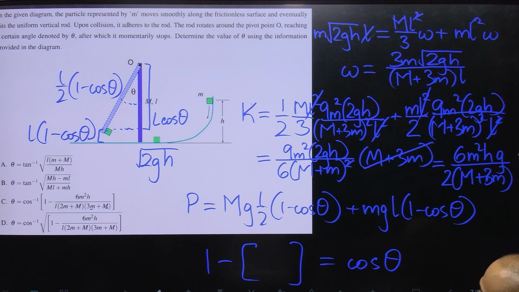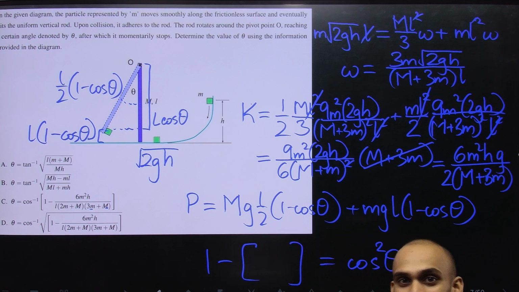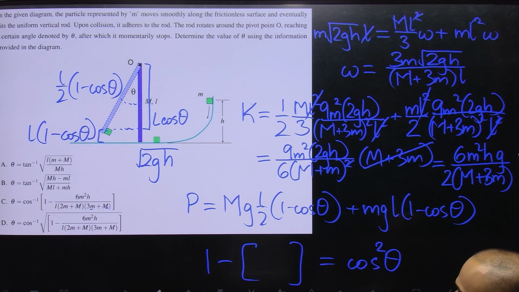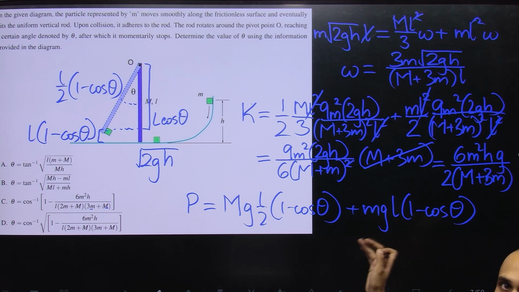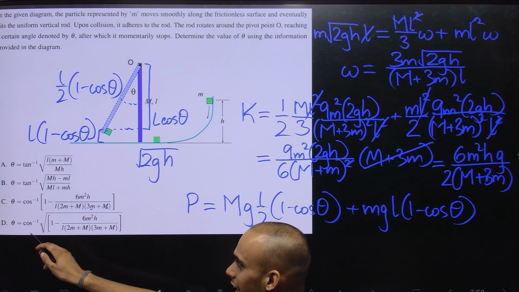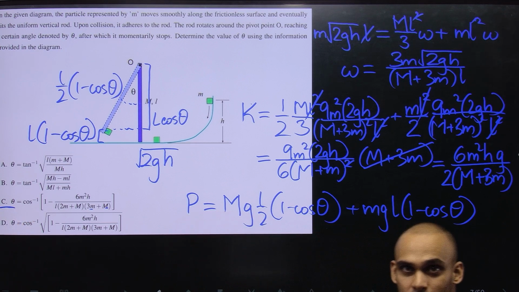But if we had 1 minus cos square theta in our expression, then there would be a square root sign in the cos inverse function. And option D would be correct in that case. But since we only have 1 minus cos theta, we need not even solve this question further. There is no way we are getting a square root inside the cos inverse function over here. So C has to be the answer to this question.